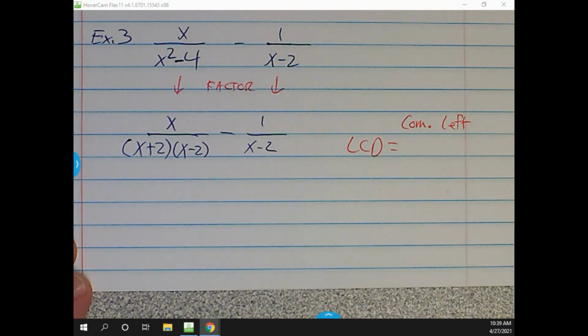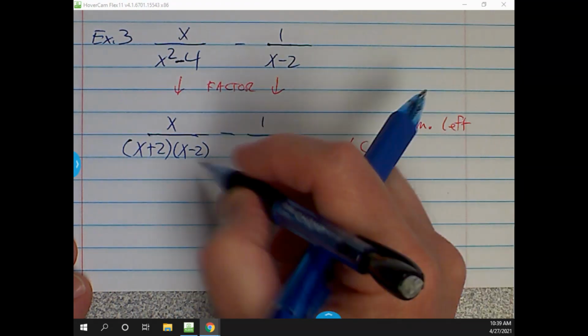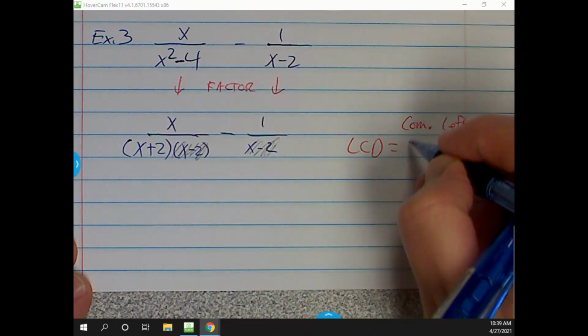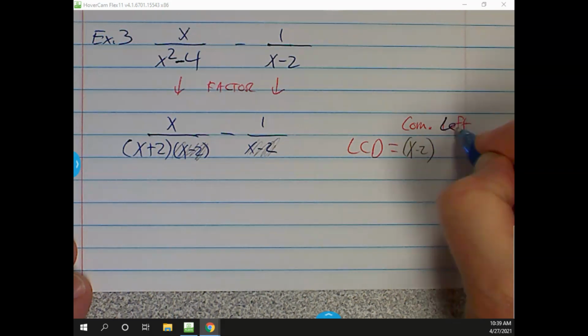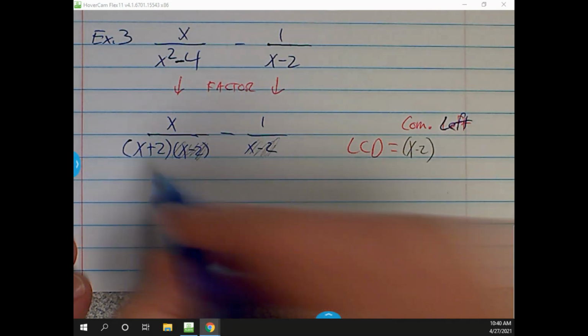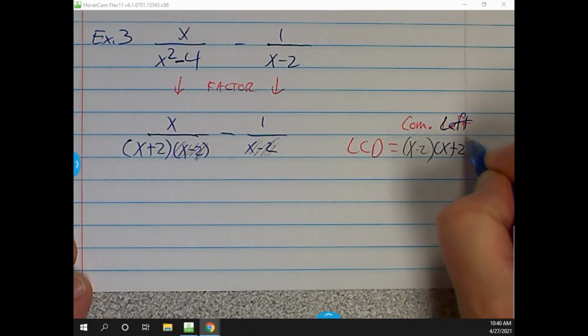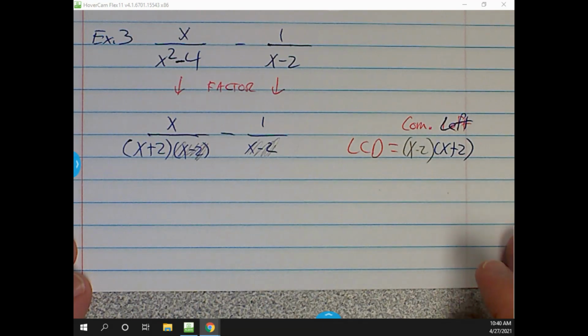All right, so again, for the least common denominator, you've got to tell me what they have in common. And this is where if you just kind of lightly scratch it out a little bit, you can still see it there. It helps out a little bit. What they've got in common is the x minus 2, and then tell me whatever's left over, that's the x plus 2. So that would be your least common denominator.